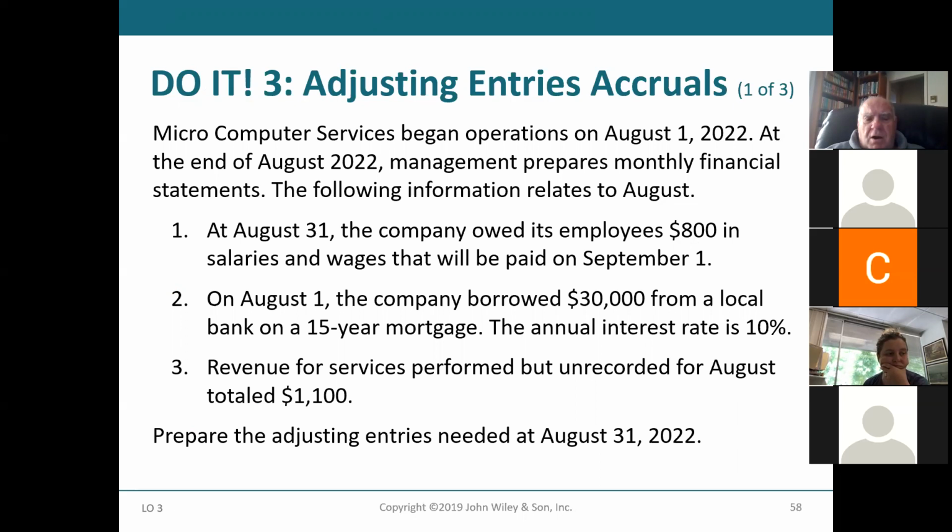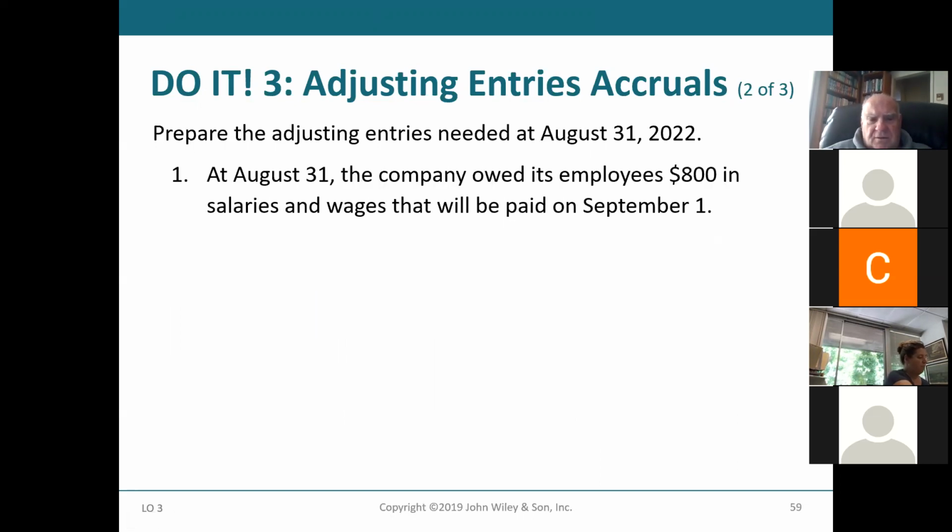Here, we borrowed money, a 15-year mortgage, but the annual rate is 10%. So we borrowed $30,000. 10% of 30,000 is 3,000. That comes to $250 a month. And then we have the unrecorded services we performed. So let's take a look.